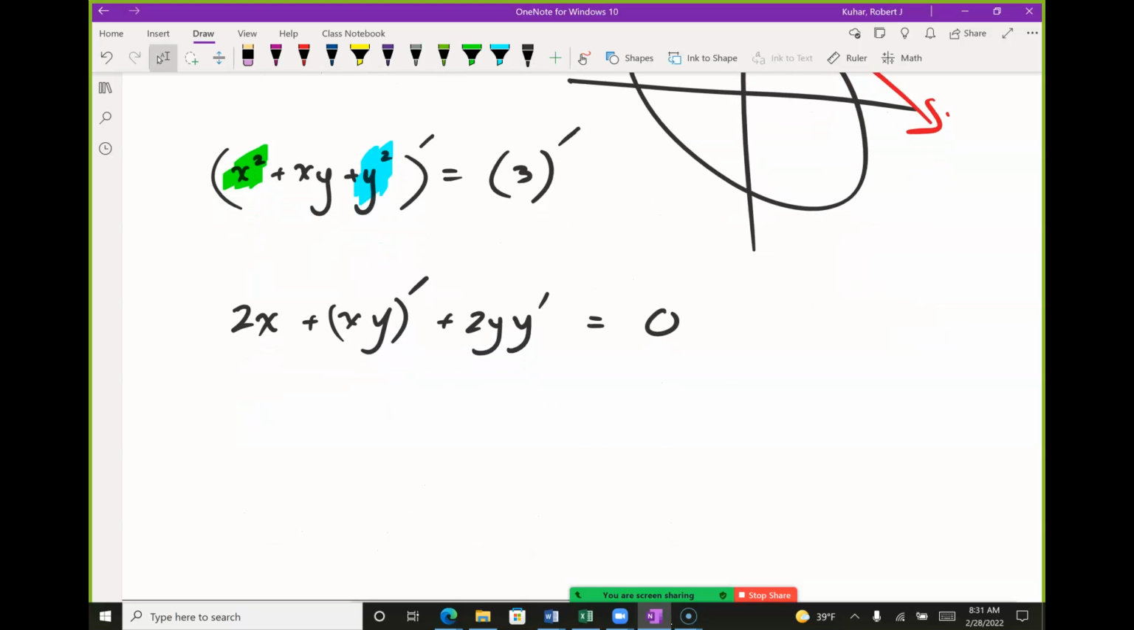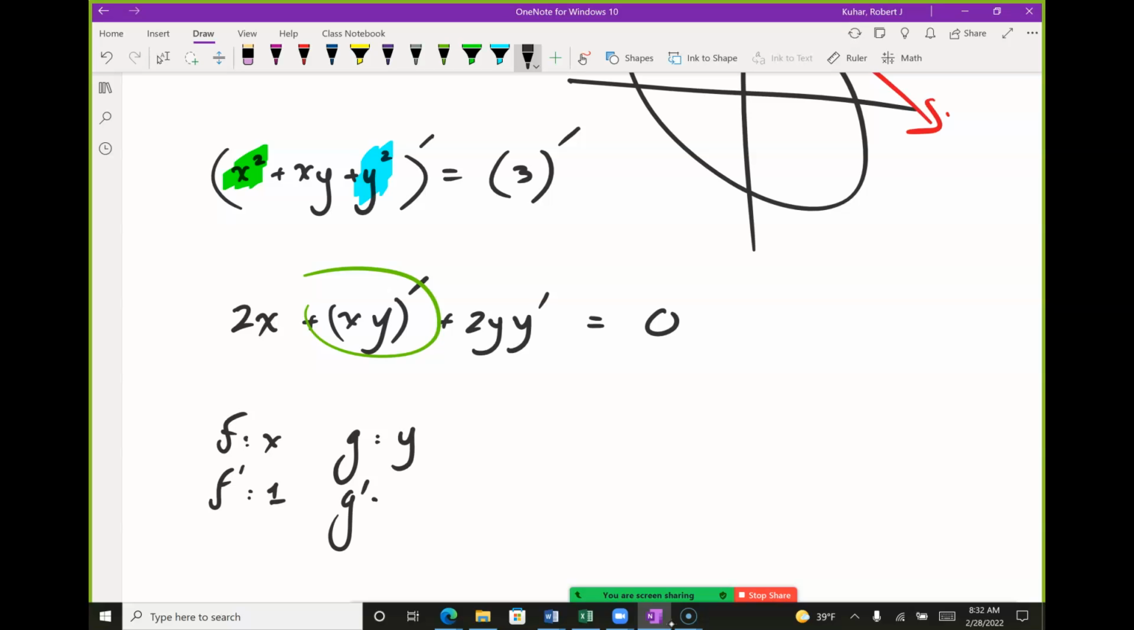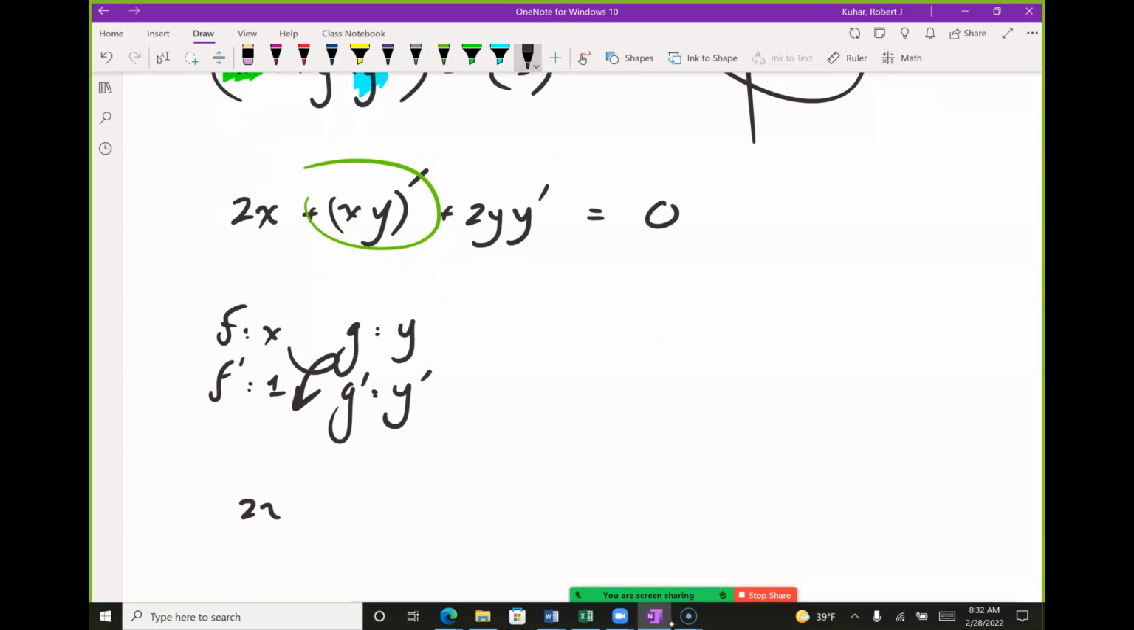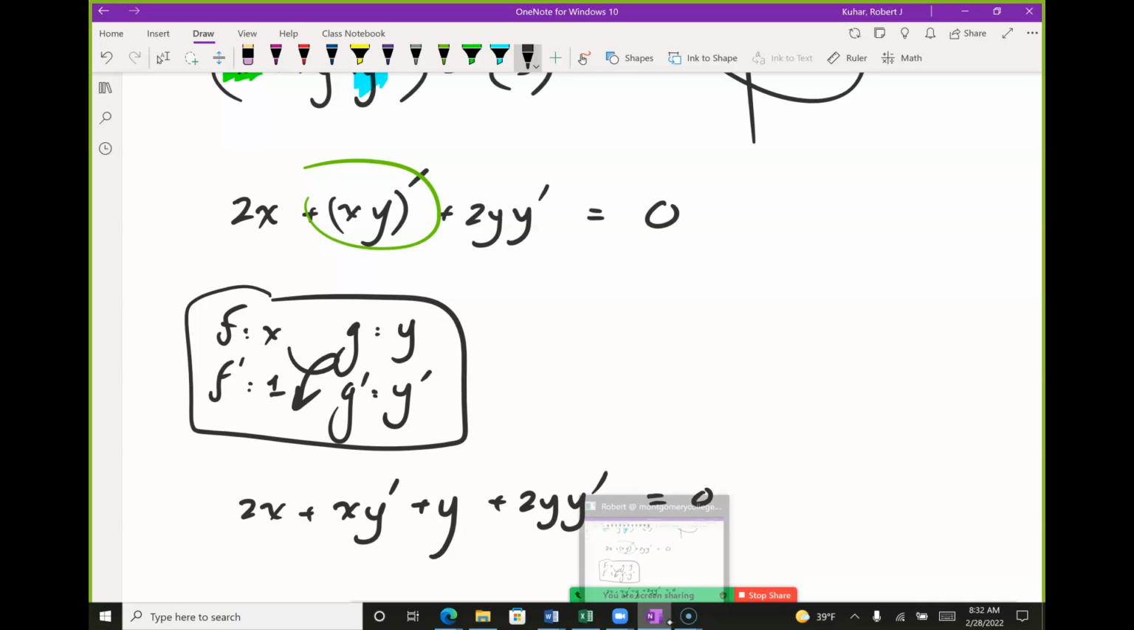I want to do this product rule again, right? So I've got a placeholder here. So I'm solving for this piece now, right? Working on the side, my first function is x. My derivative is 1. I already did this today, yes. Second function is g. G is y. Derivative is y prime. And again, I get that same loop, right? So now I have 2x plus xy prime plus y plus 2y y prime. Oops, that's xy prime, sorry. Going too fast, equals 0. 2x plus my product loop plus 2y y prime equals 0.